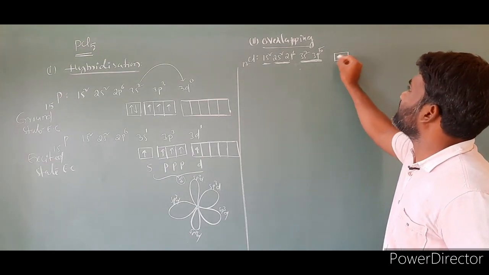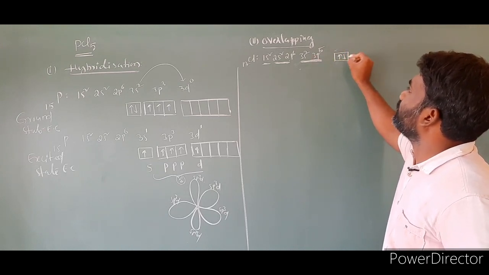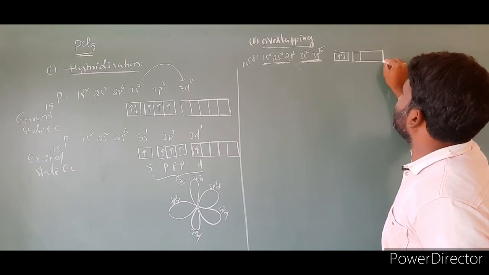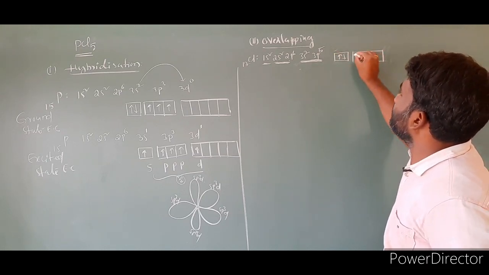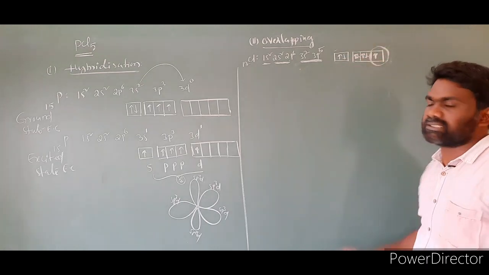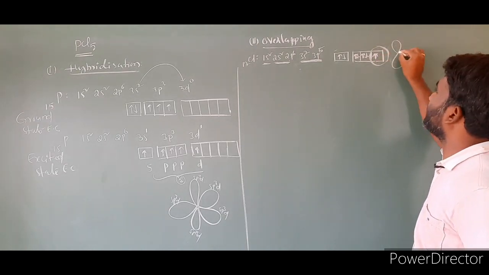So this is 3s. How many electrons are there? 1, 2. And I am writing 3p. 3p5, how many are there? 1, 2, 3, 4, 5. One p orbital is a single-electron orbital. This p orbital we have to take.